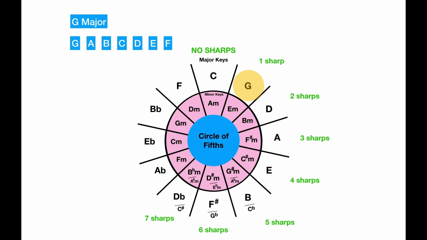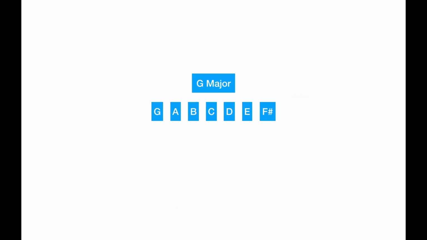Now the order of sharps starts on an F, and as we go clockwise around the circle, we add another sharp to each scale. Because we're in G major and we know we've only got 1 sharp, that will be an F sharp. So therefore, the notes of a G major scale are G, A, B, C, D, E and F sharp.